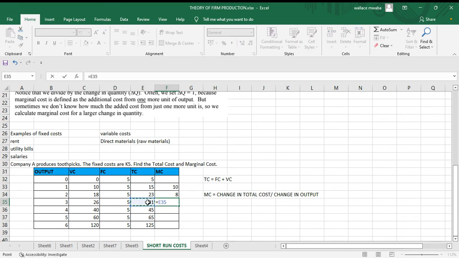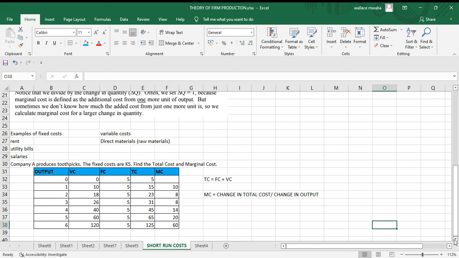Then we're going to say 31 minus 23, we get 8. Next we're going to say 45 minus 31, we're going to get 14. Then we're going to say 65 minus 45, we're going to get 20. And then the next we say 125 minus 65, we're going to get 60.